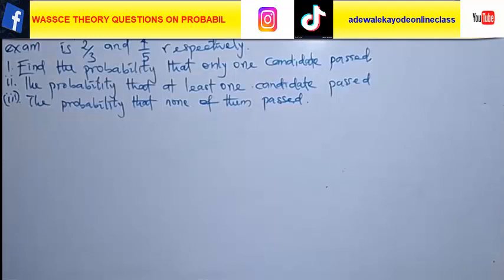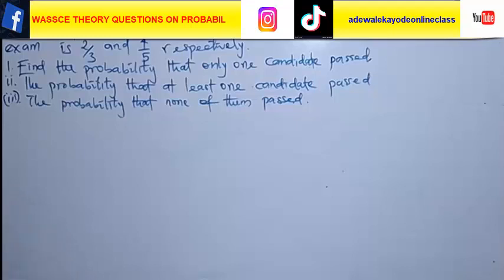The probability that candidates M and N will pass an exam is 2 out of 3 and 4 out of 5 respectively. The question says: 1, find the probability that only one candidate passes. 2, the probability that at least one candidate passes. 3, the probability that none of them pass.